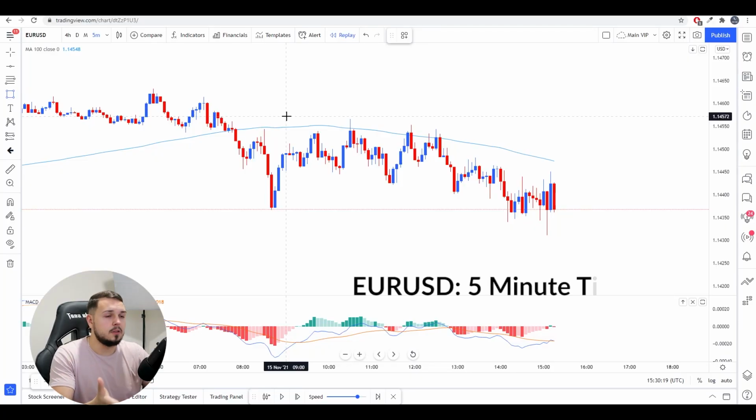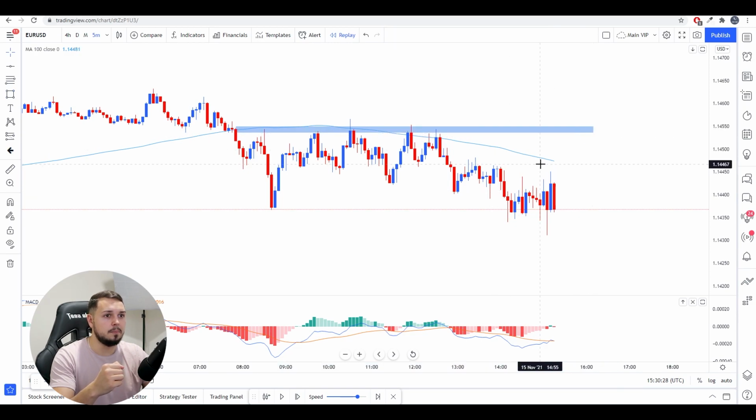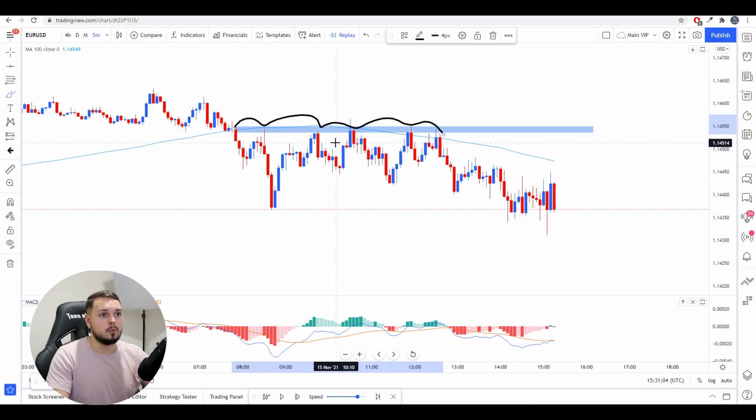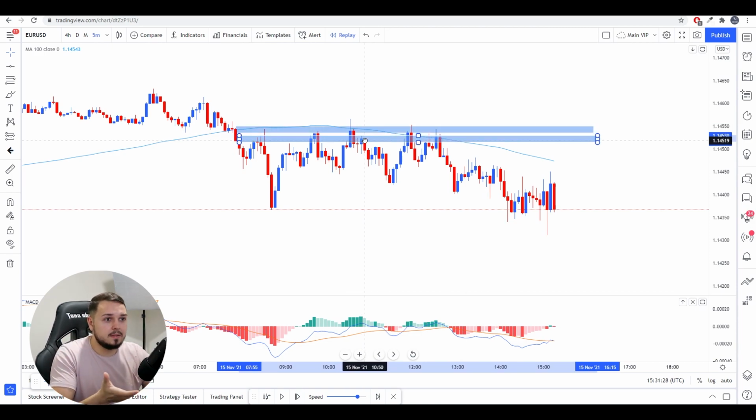Now the first thing we need to identify when trading with this strategy is of course support and resistance. So we had a nice area of resistance over here. I hope we can all agree on this because every time it touched this area zone, the market went towards the downside, right?